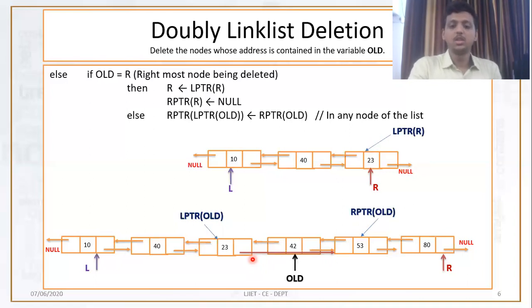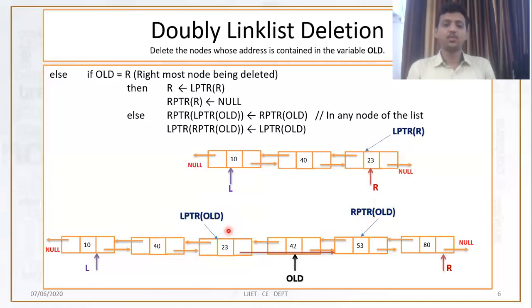Now, what do I need to do? I just need to emphasize this link, this moving link. What happened? This link is known as the left pointer, LPTR. LPTR of which node? LPTR of RPTR of old. Again, LPTR of RPTR of old. So this LPTR of RPTR of old link should point to this node. The name of this node is LPTR. So we remove this link and connect over here, and old is removed from the list.